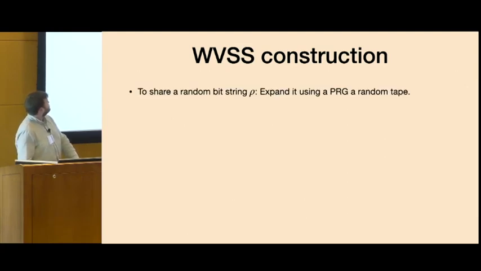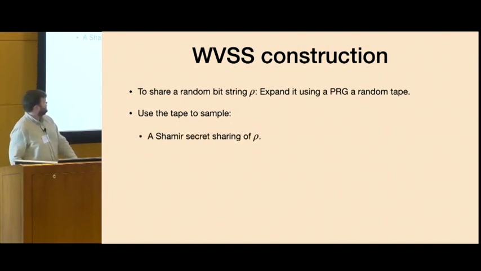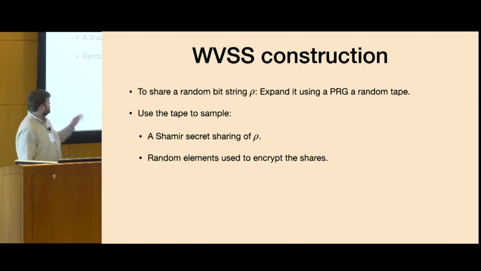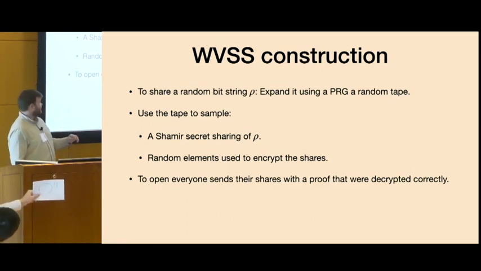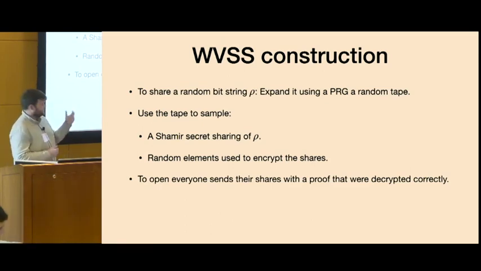And so what you do is basically, if I just want to secret share a random bit string, I can expand it using a certain random generator, and then I get some random tape, and I can use this to sample a secret sharing of the bit string and random elements to encrypt the shares. And then finally, when you want to open, everyone can just send their shares and prove that these were decrypted correctly.